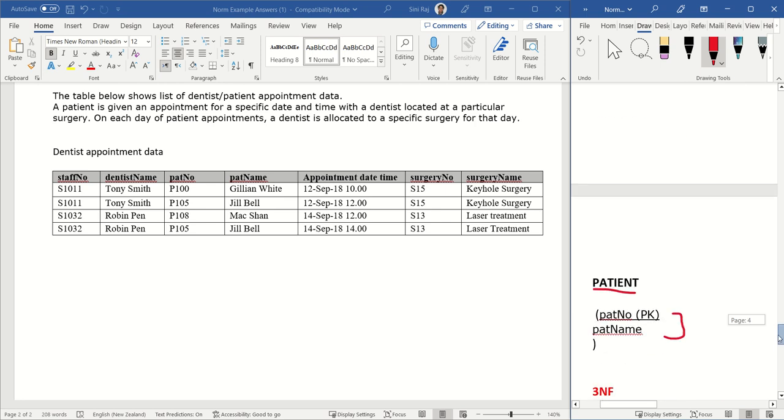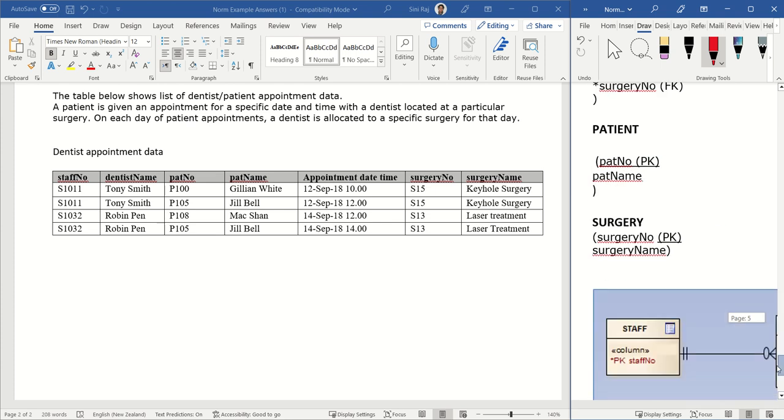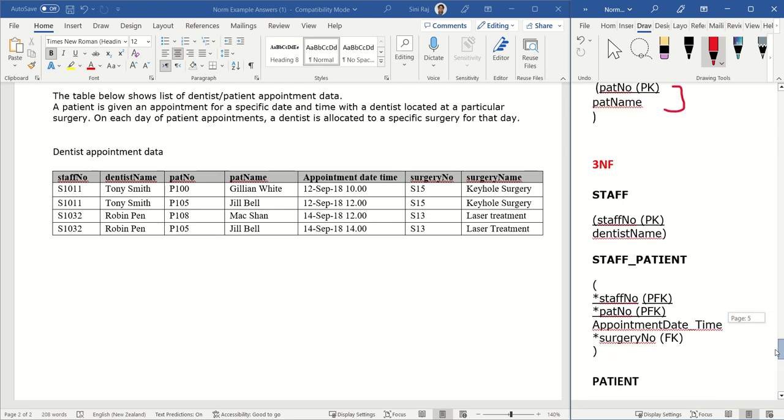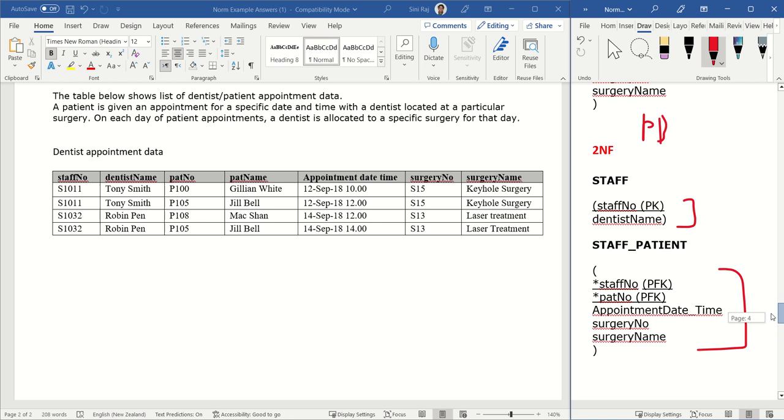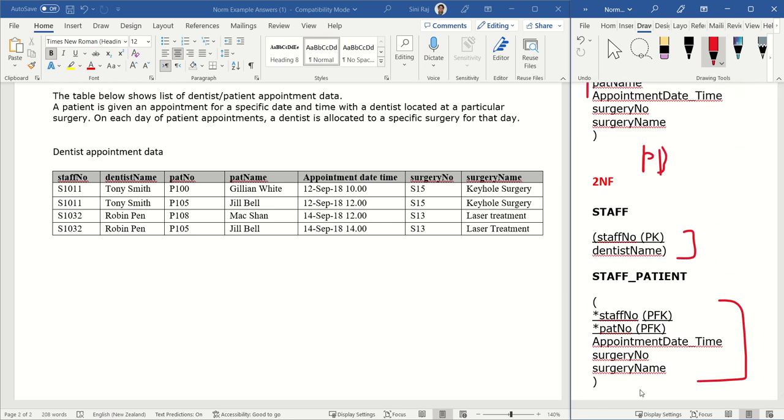And now in the third normal form, what you have to do is check over all the details. When you check, you will understand that in the 2NF, you have the surgery number and surgery name, which could be the non-key attributes. So you're looking at the non-key attributes. The dentist name is completely dependent upon the staff number, and the appointment date is related to both, and surgery number and surgery name are two non-key attributes which have a relationship to each other. That is what we are trying to remove in the third normal form.